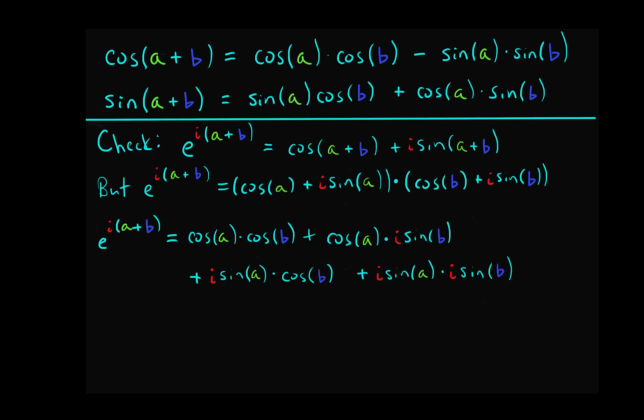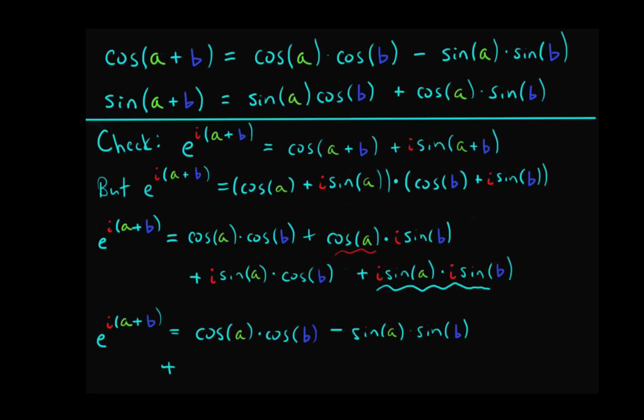So we can clean this expression up a little bit now. We'd have e to the i times open parenthesis a plus b close parenthesis equals cosine a times cosine b, and then in that last term, i sine a times i sine b, the i times i becomes a minus 1, so we have minus sine a times sine b. Okay, those are the real terms. And then for the imaginary terms, those are the terms that still have an i left over in them.